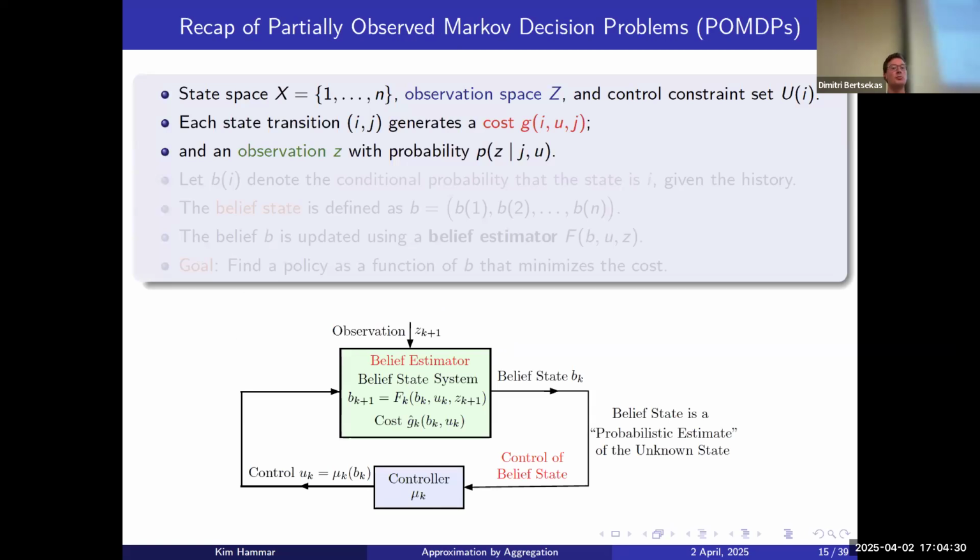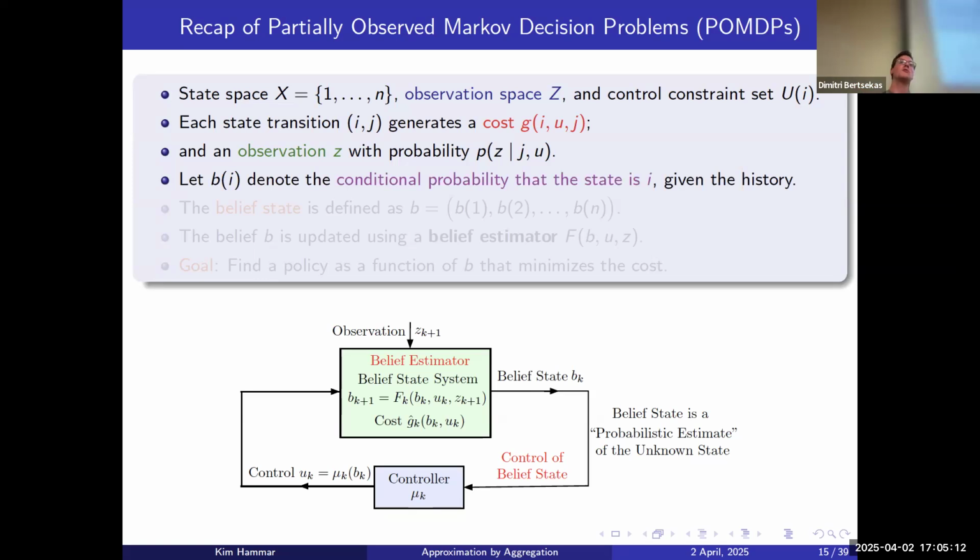I believe that you covered POMDPs in lecture 4 and also a little bit in the previous lecture, but I will just recap the problem setup quickly. The main difference between a POMDP and a regular DP problem is that the state is hidden and not directly observable. Instead you have an observation Z, which is generated with some probability that depends on the state. Given the history of these observations and controls, you can then compute the conditional probability that the current state is i, and that is denoted with b of i.